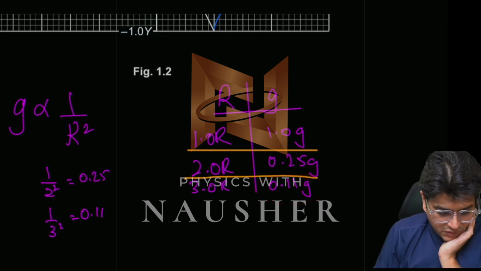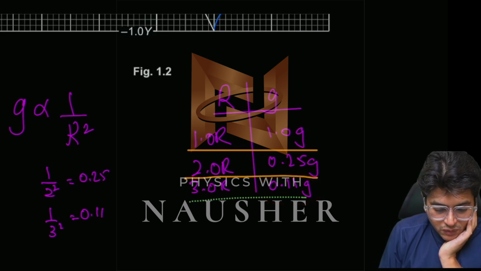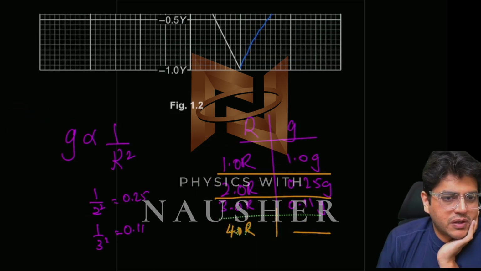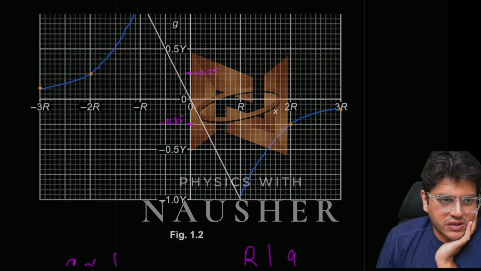Similarly, try this yourself and let me know in the comments what the value will be if I write 4R over here. Let me know what the answer should be. But they've said up to 3R, so we're going to stick to 3R.